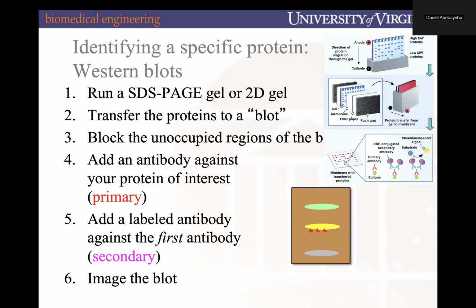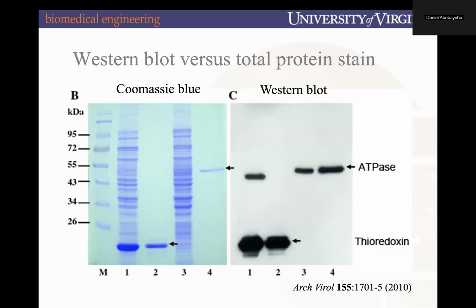And this secondary antibody is usually conjugated with either some fluorophore or some enzyme that reacts with a substrate to produce a color change. And that'll allow us to image and see the bands on our Western blot. And so what this looks like is, on the left half here, we have Coomassie blue just staining again. Coomassie blue just stands for total protein.